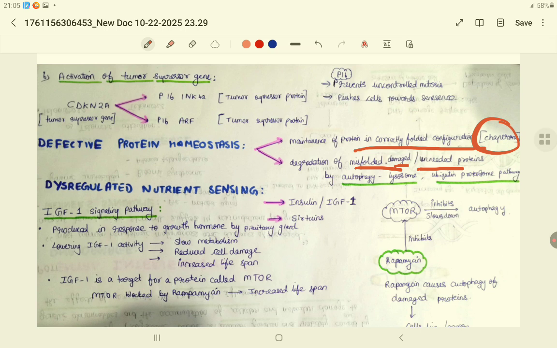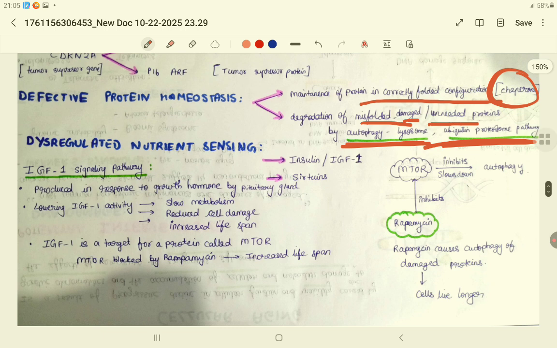How is it done? It is done by two mechanisms. One is autophagy, that is by the lysosomes, and the other is the ubiquitin proteasome pathway. Right. Over here, he has also mentioned a drug called rapamycin. What rapamycin does is it inhibits mTOR. mTOR refers to mechanistic target of rapamycin. So rapamycin will inhibit mTOR, which in turn slows down autophagy.